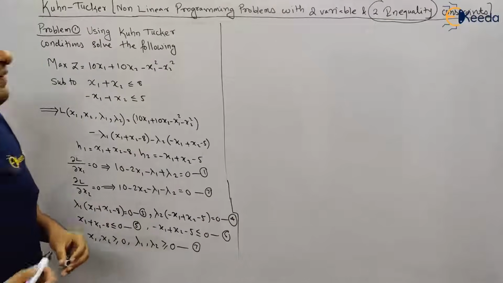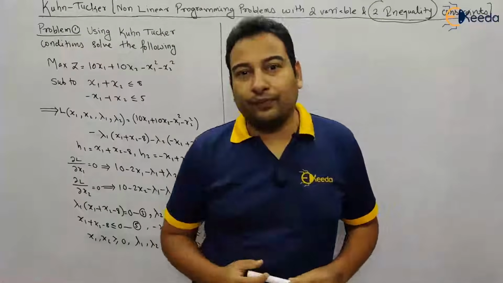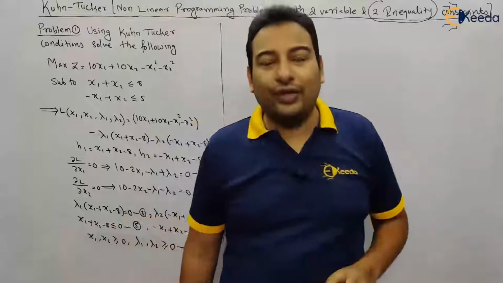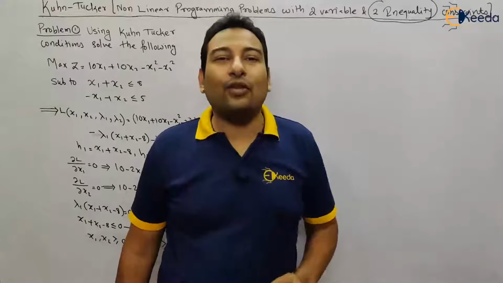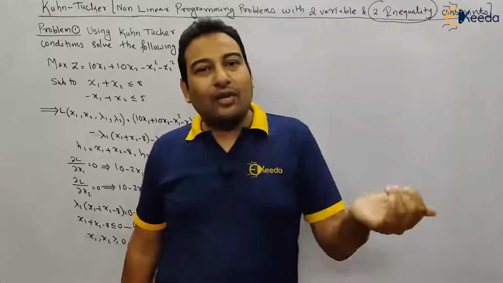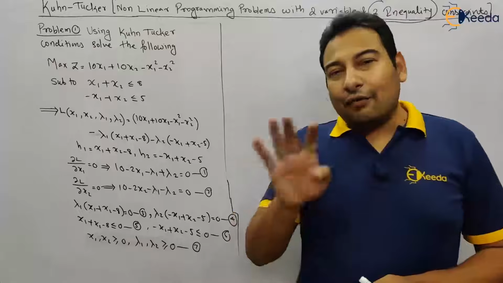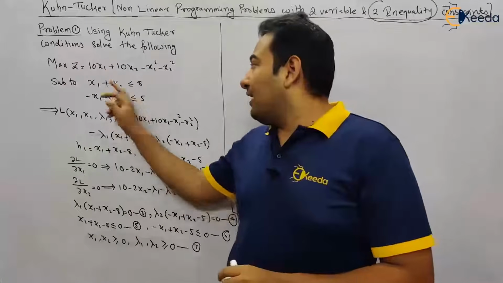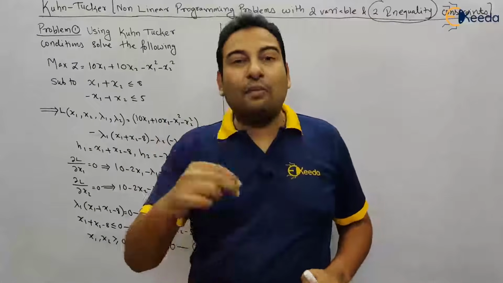Remember the last problem that we solved? In the last problem there was only one lambda. I am talking about 2 variables and 1 inequality constraint. There was only one lambda, therefore there were only 2 cases: lambda equal to 0, lambda not equal to 0. But here the problem is there are 4 lambdas. See here, lambda 1, lambda 2, lambda 1 and lambda 2. Here there are 2 lambdas. Therefore there will be 4 cases.